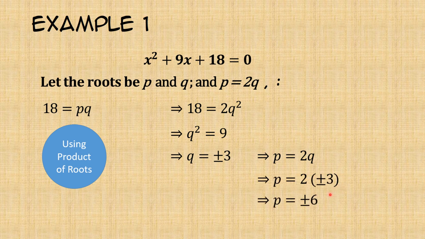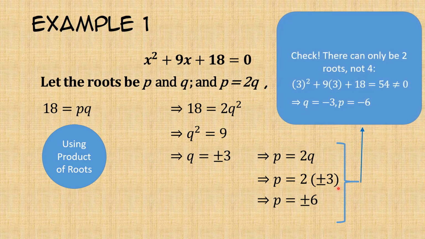So wait, we've got to do a check here, because there can only be 2 roots to the equation, not 4 as shown here. So let's try plugging in q equals 3 into our equation above. So 3 squared plus 9 times 3 plus 18 equals 54. That is not equal to 0. So 3 can't be one of our solutions. So we can eliminate positive 3 and positive 6 from our solution set, and we get q equals negative 3 and p equals negative 6.